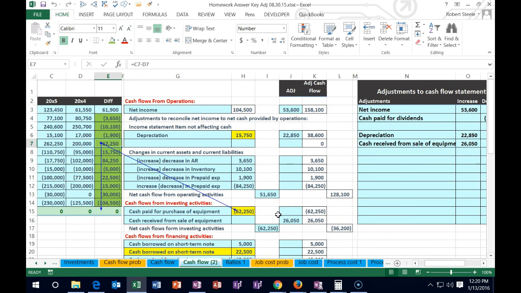Now, when we think about, okay, well, what happened? We assumed that cash was paid for the purchase of equipment because equipment went up as a whole. Now, obviously, again, in real life, we would look at the general ledger and say, well, what other activity is in there?